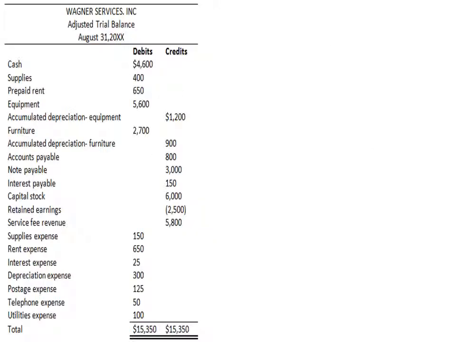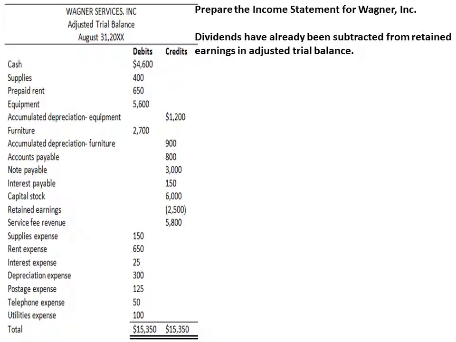So let's take a look too and start creating some of these income statements. If you look over on the left, we have our adjusted trial balance for Wagner Services. We want to prepare the income statement. When we look at the income statement, you have to realize that our dividends have already been subtracted from retained earnings in the adjusted trial balance. So they are current.